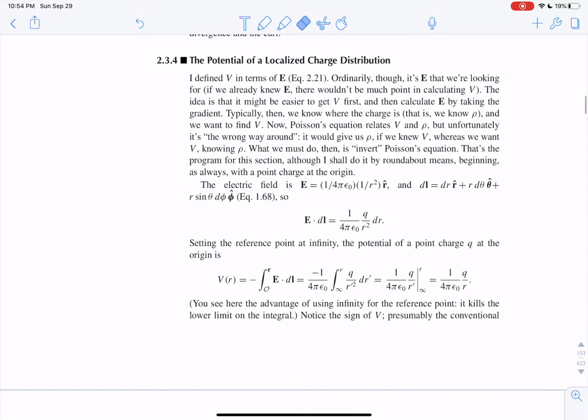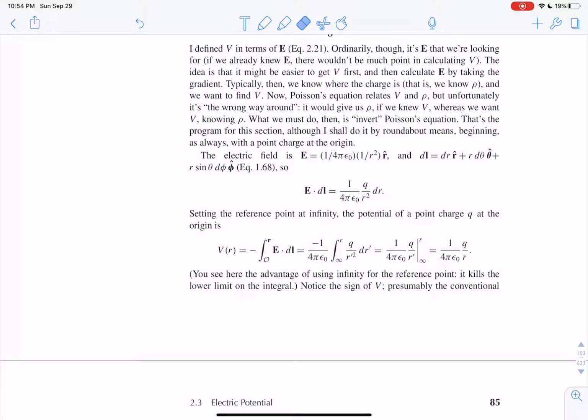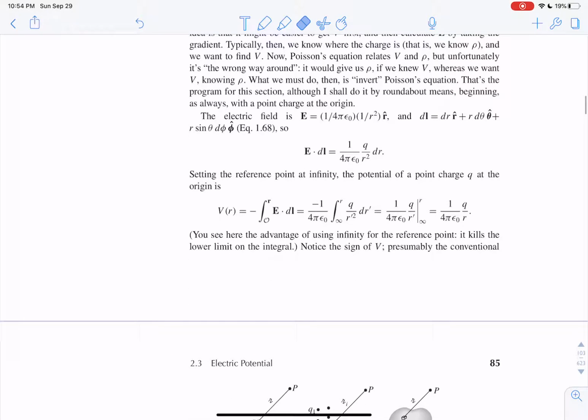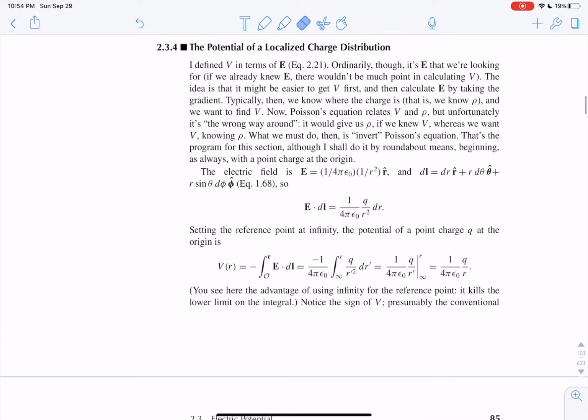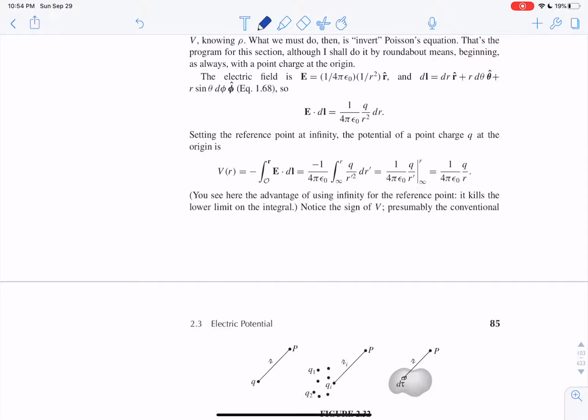Okay, so the potential of a localized charge distribution. Let's say you are trying to figure out what the potential looks like for some arbitrary charge distribution instead of point charge Q. So we've got to replace our Q with rho. Now we've got our voltage, we've got our charge density, we've got our E. Those are the main players in electrostatics. So we know that the electric field is kq over r squared, or 1 over 4 pi epsilon naught q over r squared.